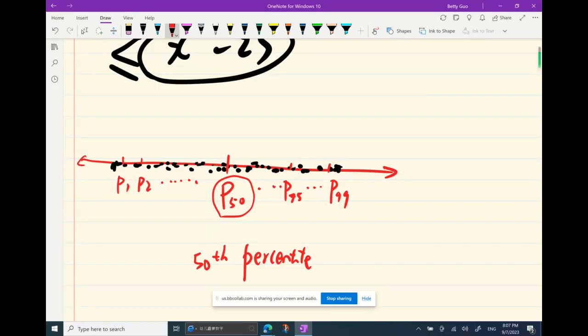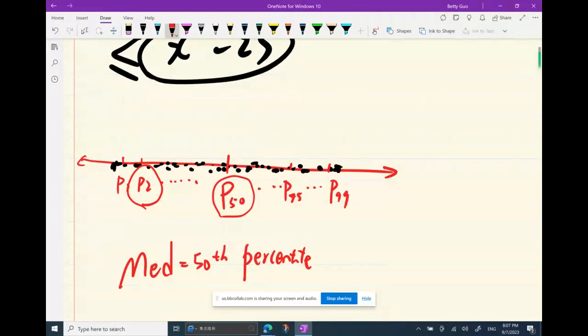That value divides the whole data set into half, into two parts, two subgroups. And if we know the value of P sub 50, we know around 50% of the values are above that value, and around 50% of the values are below that value. So that actually is the median. Our P50, the 50th percentile, actually is the median.